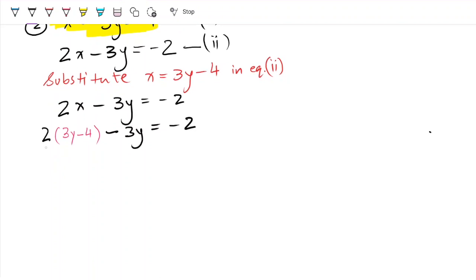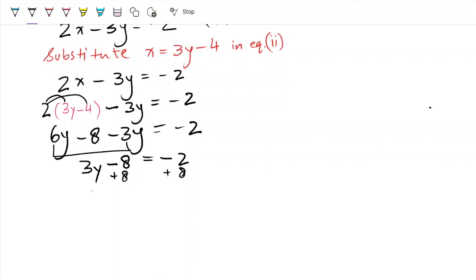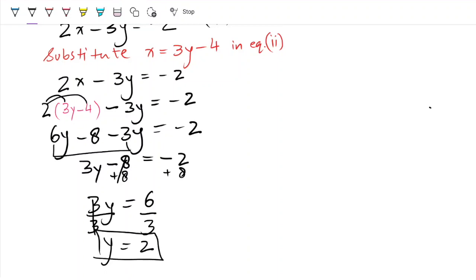Continue solving. So 2 times 3y is going to be 6y. 2 times negative 4 is going to be negative 8. Minus 3y is equal to negative 2. Simplify. 6y minus 3y is going to give us 3y. Minus 8 equals negative 2. Cancel minus 8 by doing plus 8 on both sides. So 3y is equal to positive 6. Divide both sides by 3. Y is equal to 2. We got the value of y.